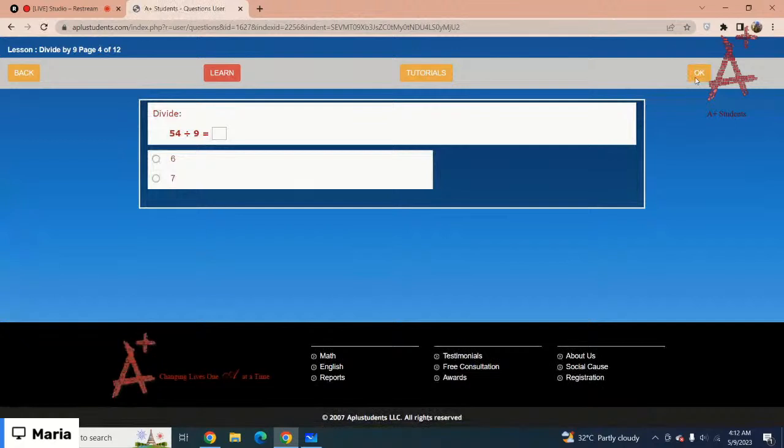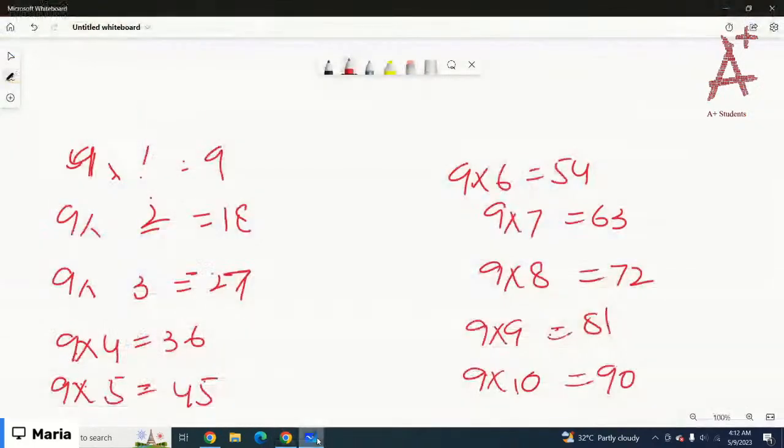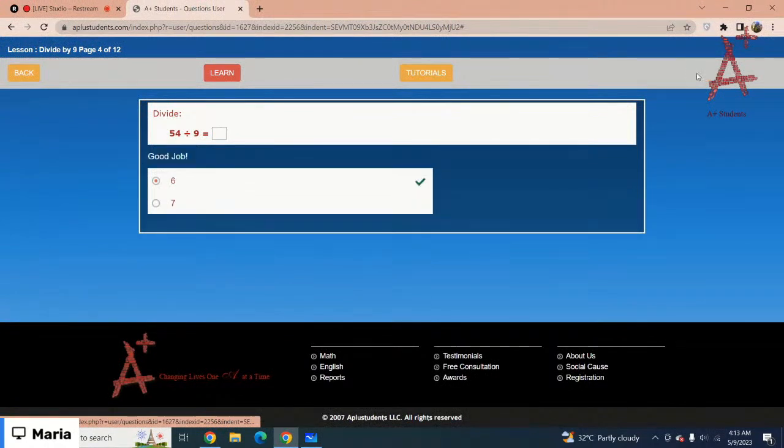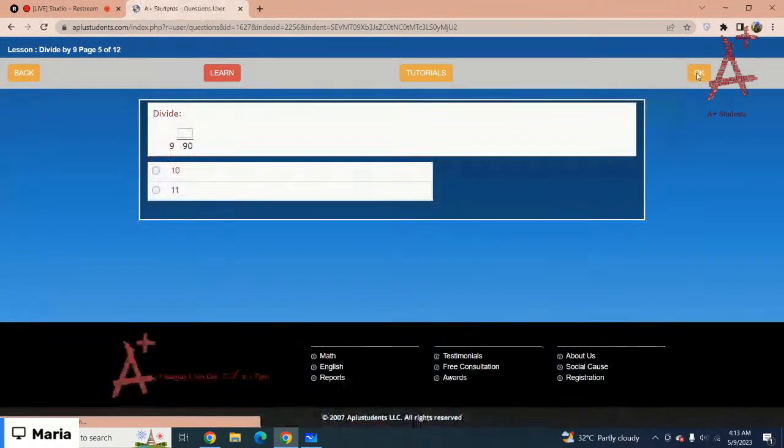Okay, you have to count 54 divided by 9. So 9 times what number makes 54? Here is the table of 9. 9 times what number is 54? Yes, it would be 9 times 6. 9 times 6 is 54. So the correct option is 6. Here you have 54 by 9, so it would be 6. Just listen to me carefully. It would be 54, not 45.